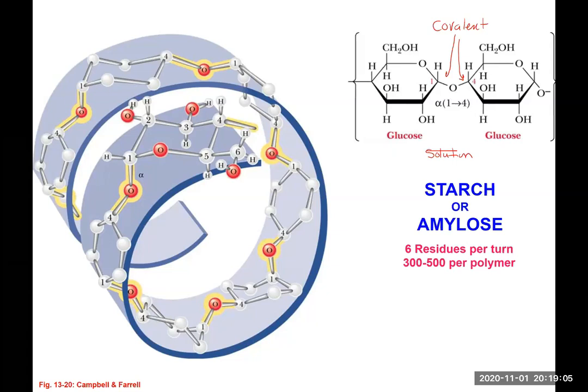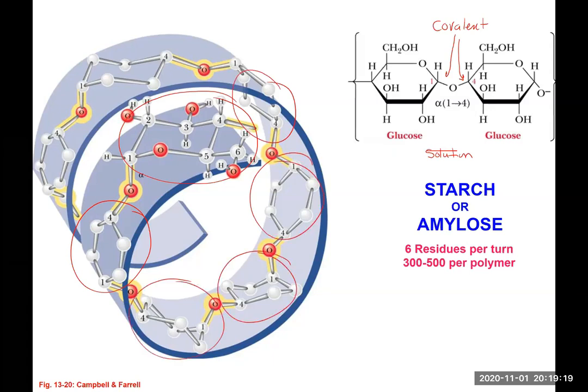In fact, if we start counting these residues, you can see that there's one here, another one here, another one here, another one here, and another one here. Altogether, that's 6 residues, so we have 6 residues per turn, and there are 300 to 500 of those residues in a molecule of starch. In fact, this is called in biochemistry a macromolecule. That's what starch is referred to, just like DNA or protein.